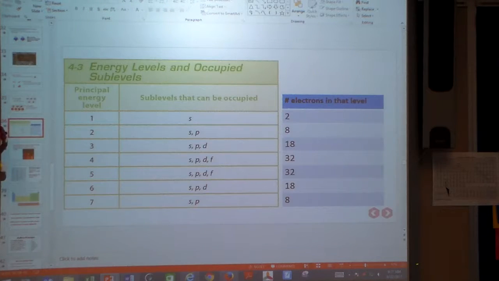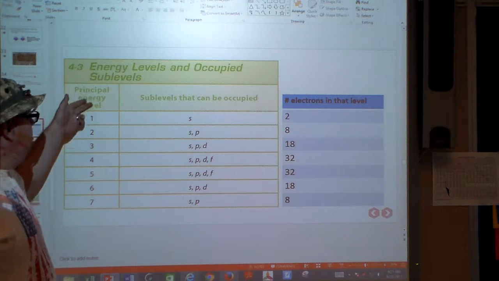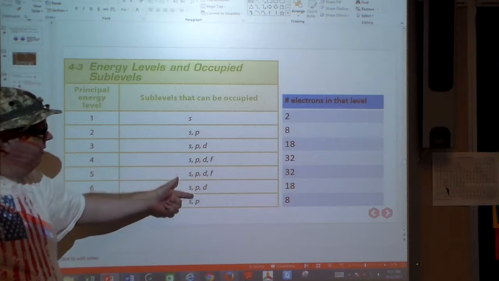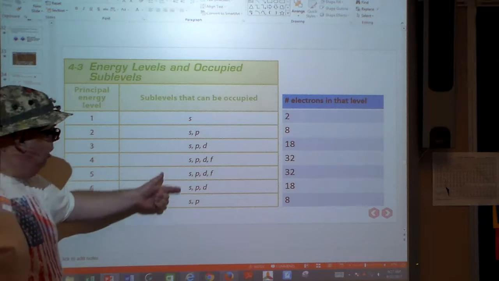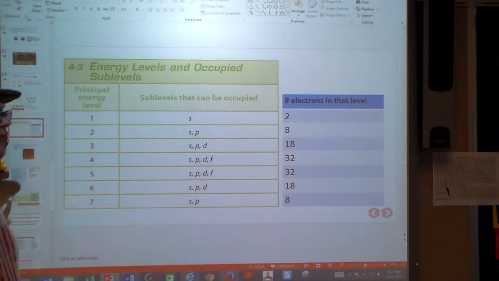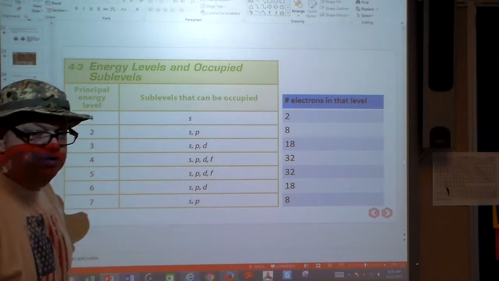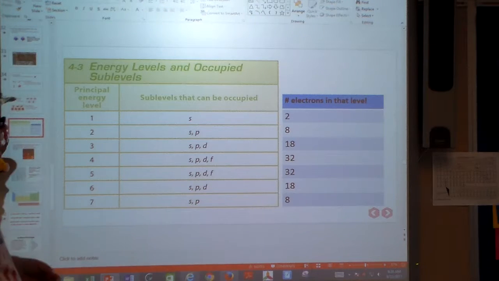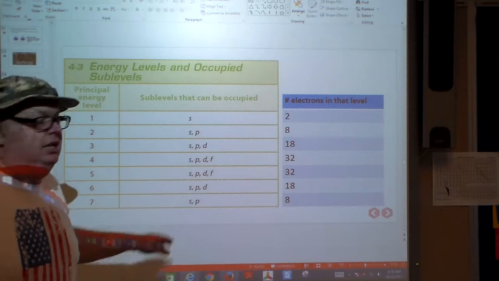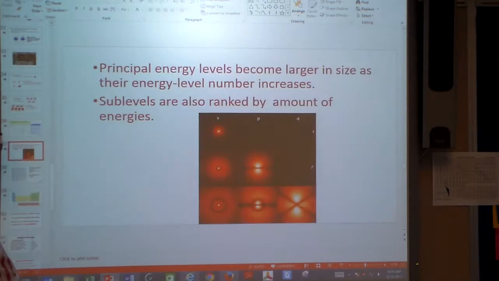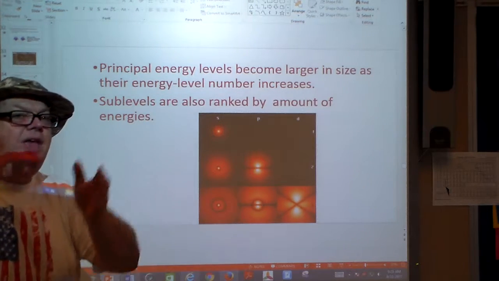Okay, let's move on. So we look at the energy levels and occupied sublevels. And those are our basic energy levels here and the sublevels that can be occupied. Now, the truth of the matter is, when you get to the higher levels here, like 5, 6, and 7, you have other levels that exist because electrons can jump to a higher state. But at this point, we're not concerned about that. We're only going to go S, P, D, and F, and that's it. Period. End of story.